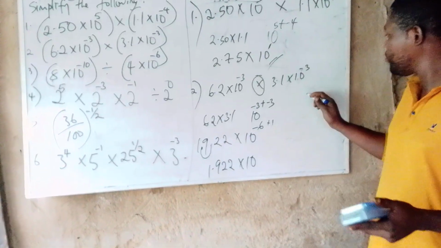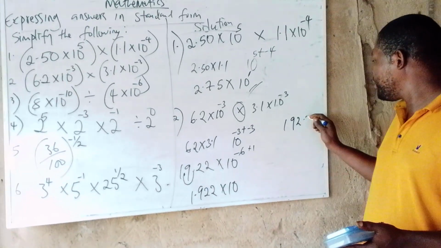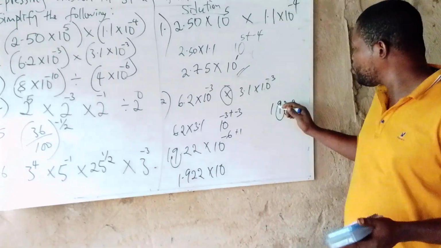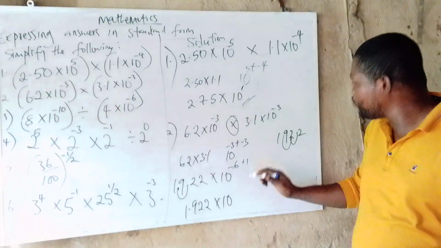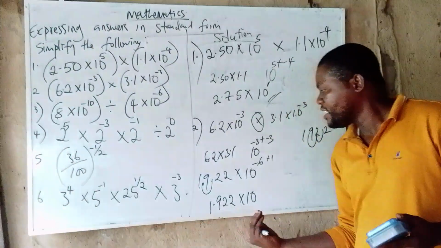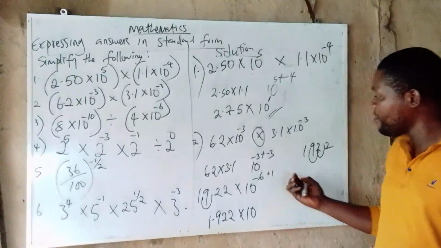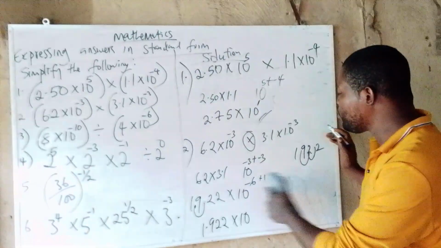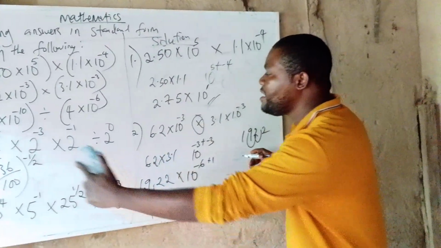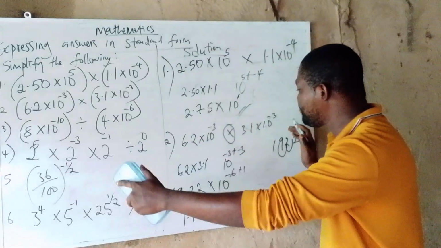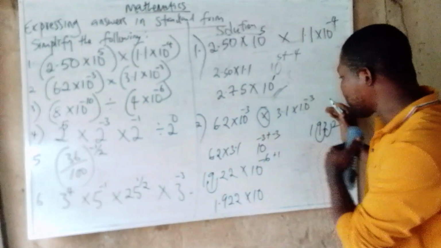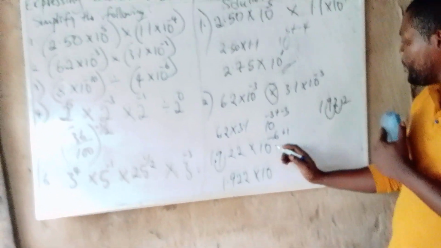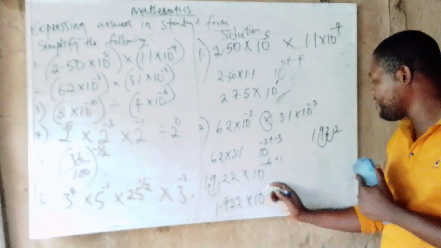So if it was 192.2, I need to move 2 places. It will now be minus 6 plus 2. But if I'm moving this way, it will now be minus sign. So if you are moving from right to left, it will carry plus. If you are moving from left to right, it will carry minus sign. So therefore, minus 6 plus 1, I have minus 5.